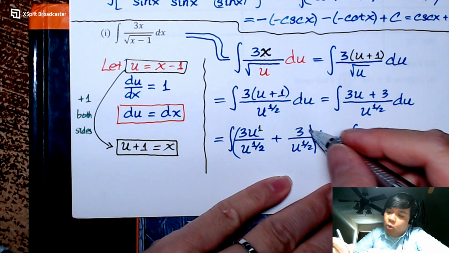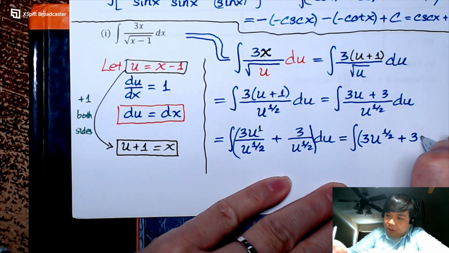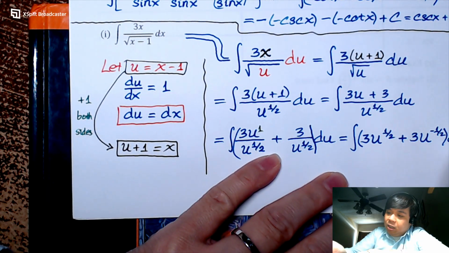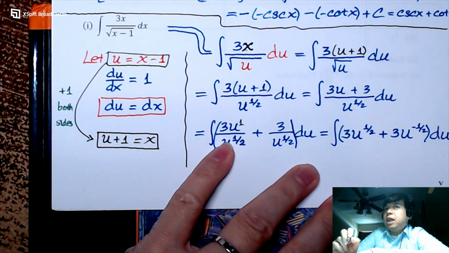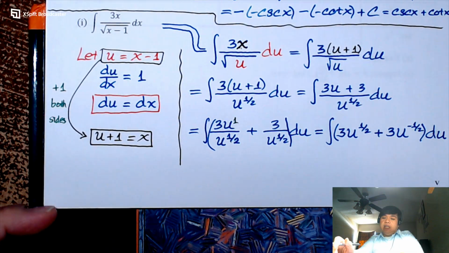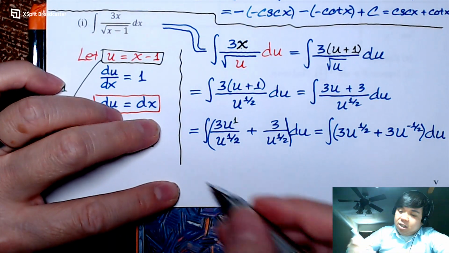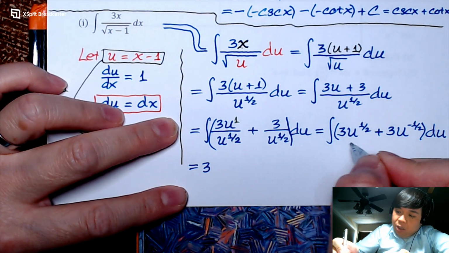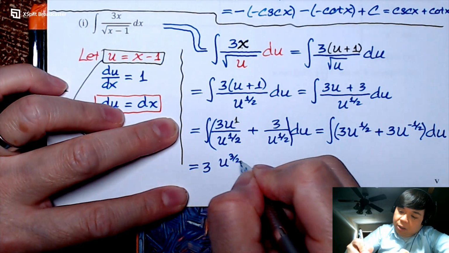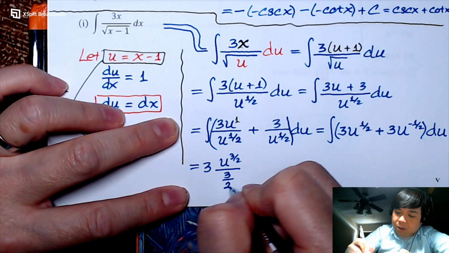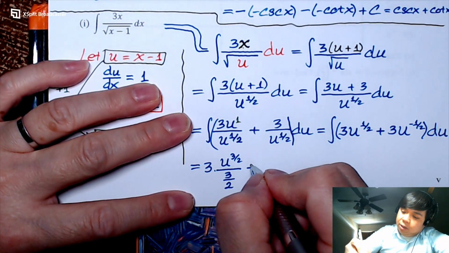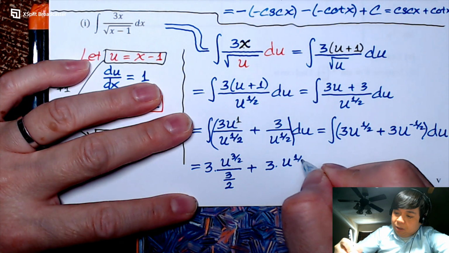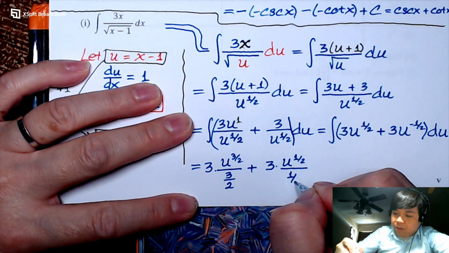And this one from the bottom moves to the top. That is negative 1/2. So we split the top, and we have 2 terms. It's easy. The bottom needs to be 1 term like this. Integral, that will be 3 times the integral of u to the 1/2, which is u to the 3/2 over 3/2, and then plus 3 times u to the 1/2 over 1/2.